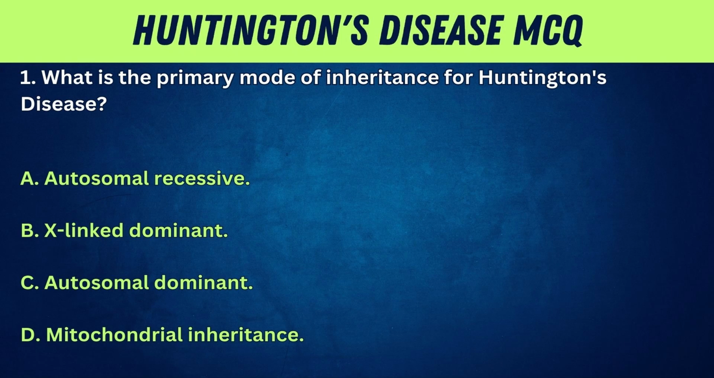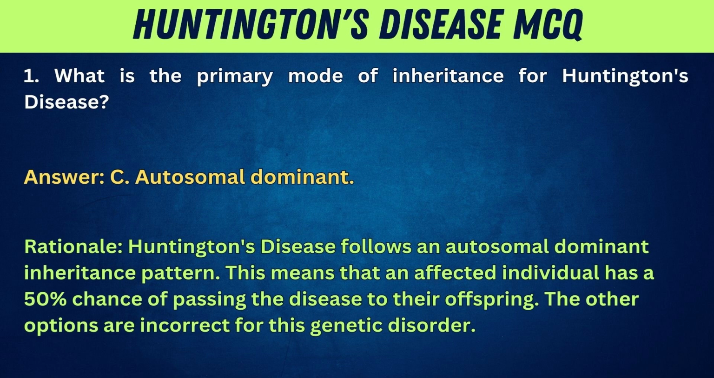1. What is the primary mode of inheritance for Huntington's disease? A. Autosomal recessive. B. X-linked dominant. C. Autosomal dominant. D. Mitochondrial inheritance. Answer: C. Autosomal dominant. Rationale: Huntington's disease follows an autosomal dominant inheritance pattern.